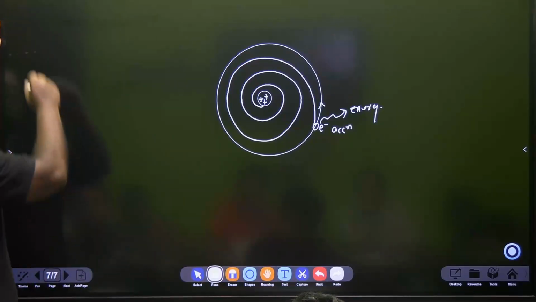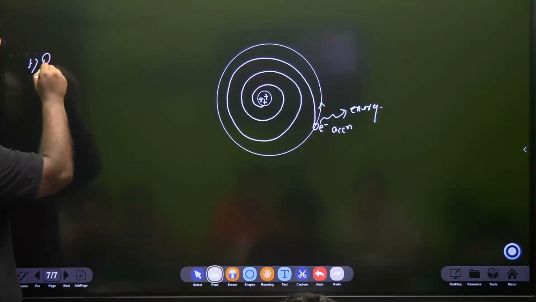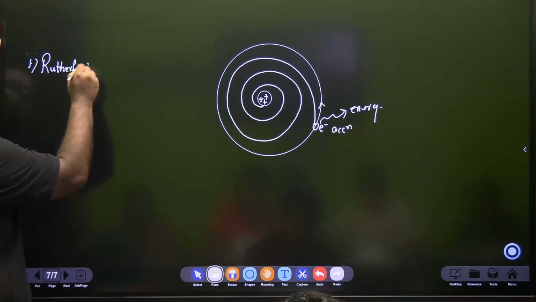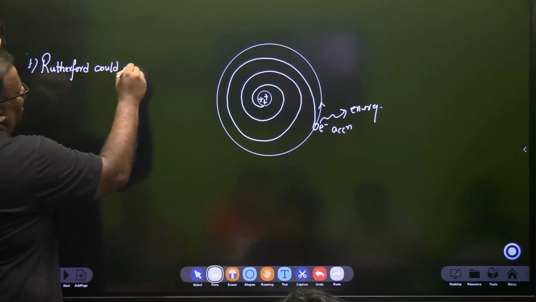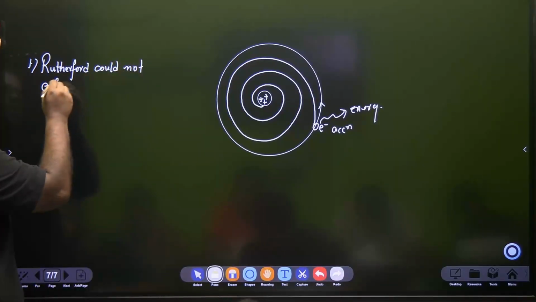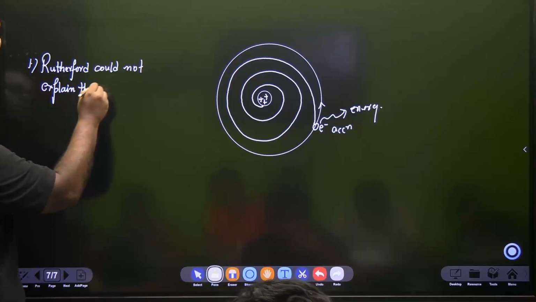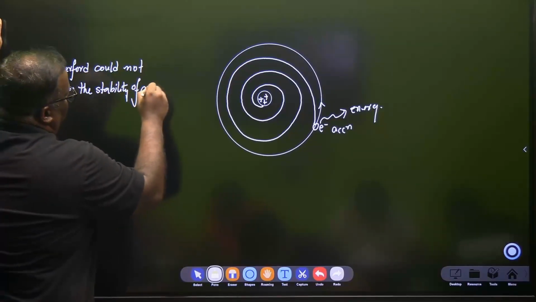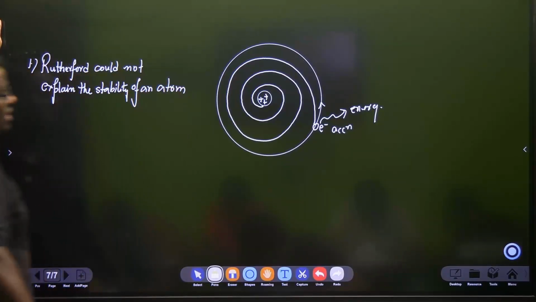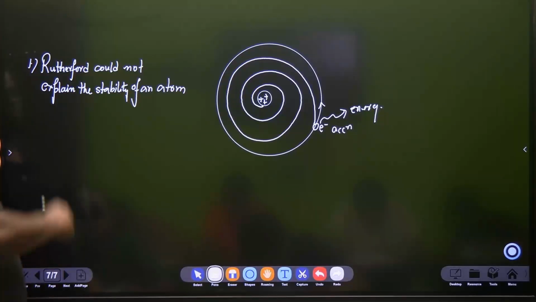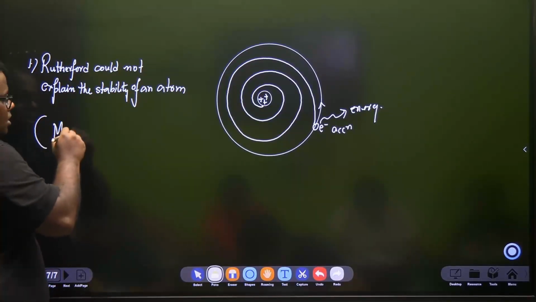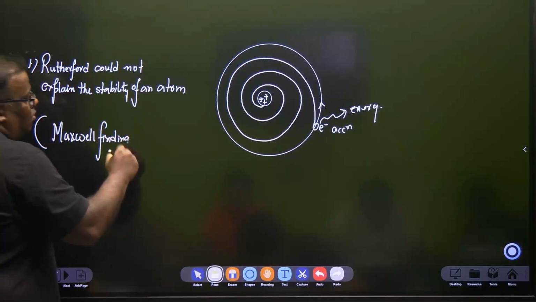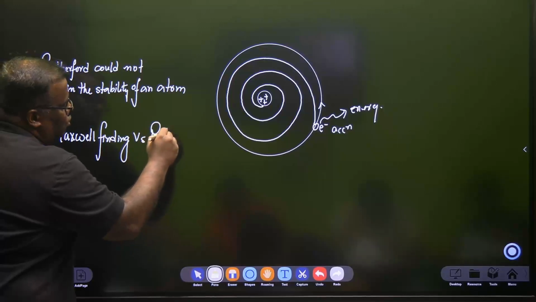So this is known as, we say Rutherford could not explain the stability of an atom. And here you should give your explanation. What is the stability of the atom? So here you have to bring the Maxwell story, the Maxwell finding versus Rutherford's model.